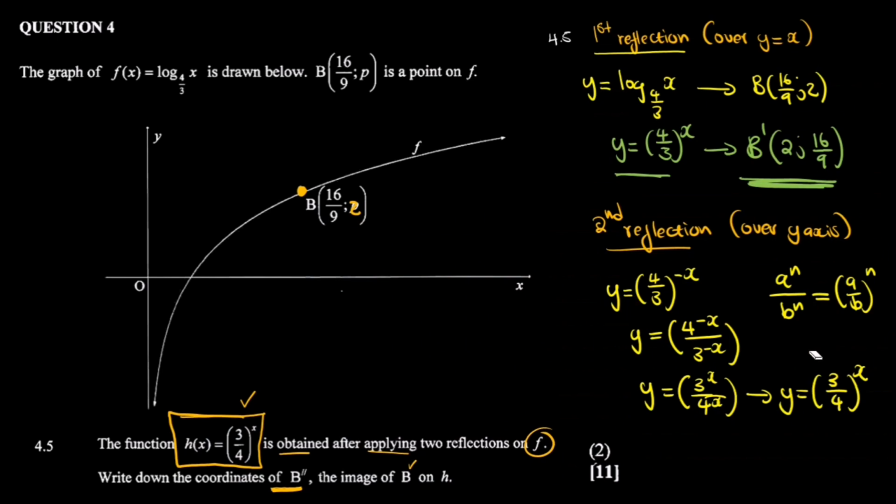So this is the reflection over the y-axis. Remember, I made x negative. So my new coordinates after reflecting for the second time are going to be this point, but with the x negative. So the coordinates that I'm going to have are negative 2 and 16 over 9.